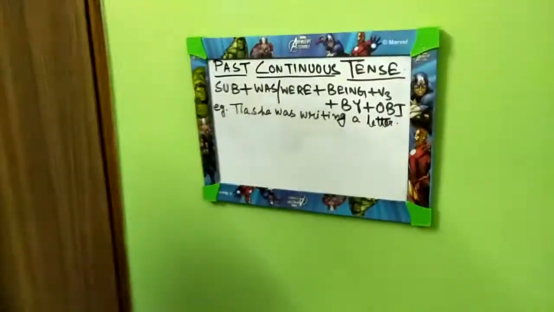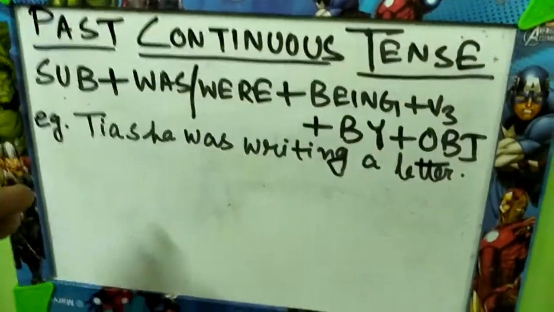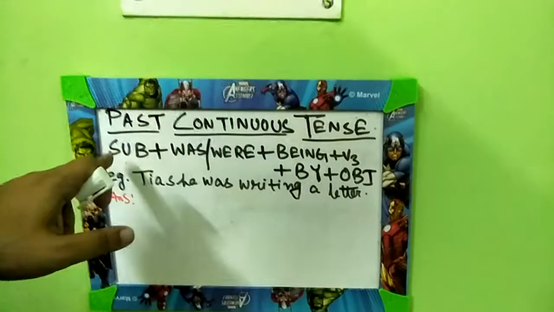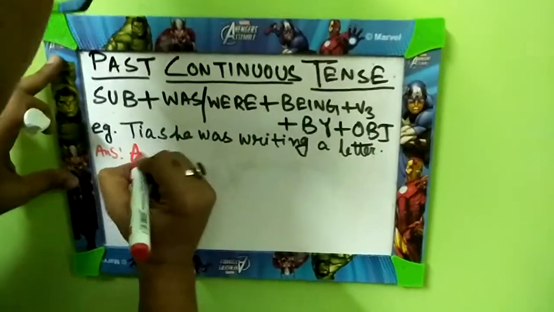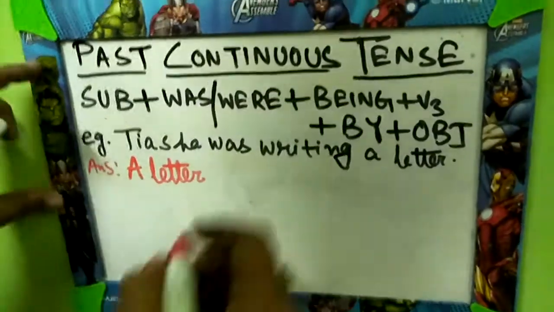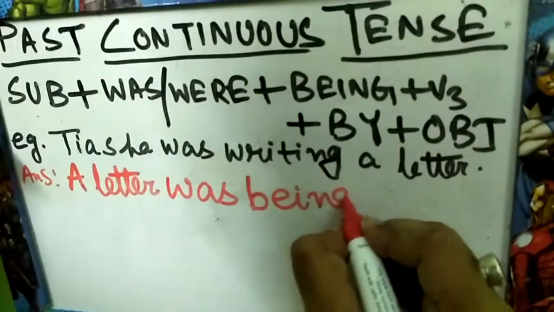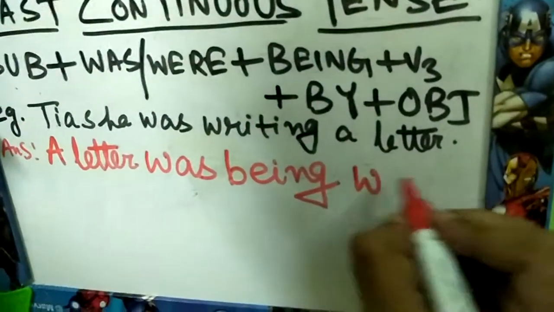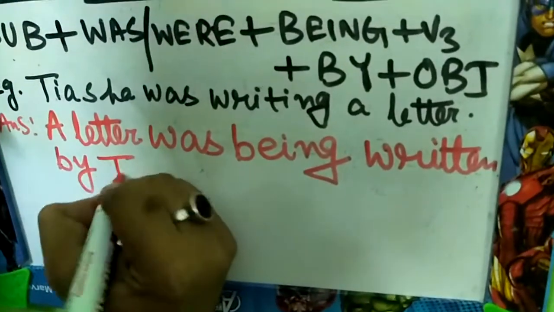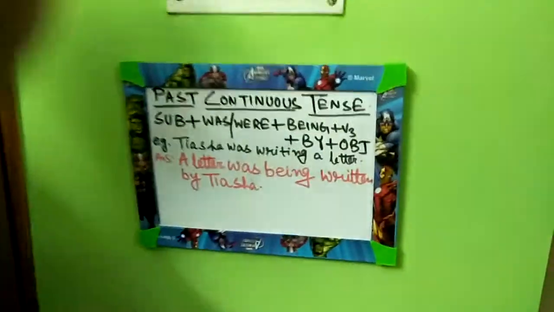Now the sentence Tiasha was writing a letter is in past continuous tense. So how to change the sentence from active voice to passive voice? Just go by the formula. Subject will be a letter. Was/were. A letter is singular noun, so we put was. Then being, then the third form of the verb, then by, then object. So this is how we change the voice of the sentence from active to passive if it is in past continuous tense.